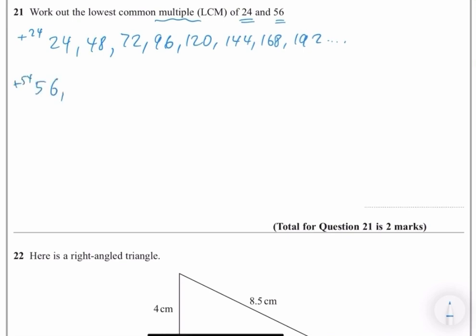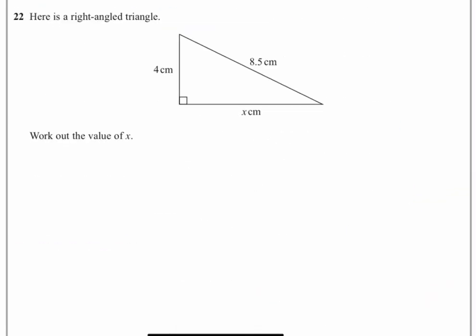Okay, and do the same with 56. We need to add 56 to 56. Oh, I put 54 there. It should be 56 plus 56 plus 56. Okay, keep adding 56. Yeah, I just corrected it. And that'll give you 168. You can see 168 is a common multiple.